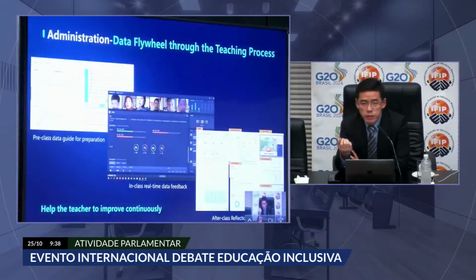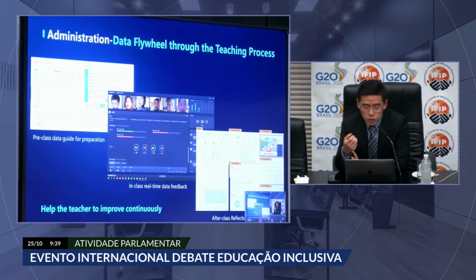We have always said that being a teacher at TAL is happiness because there are so many systems and data supports, right? But being a teacher at TAL is also unfortunate, as it is data-driven and poorly performing teachers are easily exploited. You see, there is data flywheel throughout the whole teaching process, from the pre-class data guide for preparation to the during class real-time data feedback and to the after-class reflection on data review. It helps teachers to be improved continuously. Okay, next.